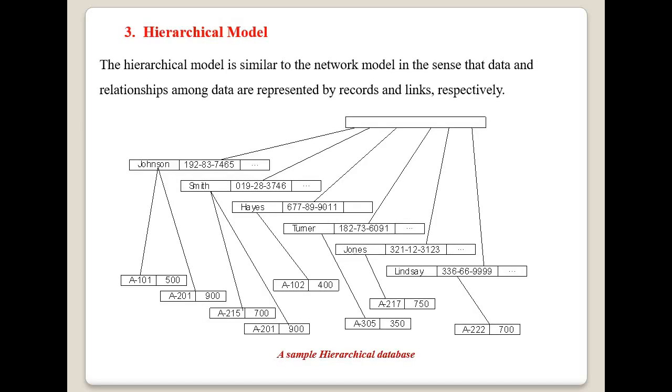Then the third one is the hierarchical model. The hierarchical model is similar to the network model in the sense that data and relationships among data are represented by records and links respectively. Here you can see a tree structure, where all the records are represented in a tree. See here, Johnson: under Johnson, two accounts are related. When information is represented like a tree structure, it is called the hierarchical model.